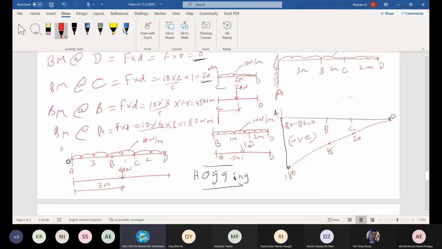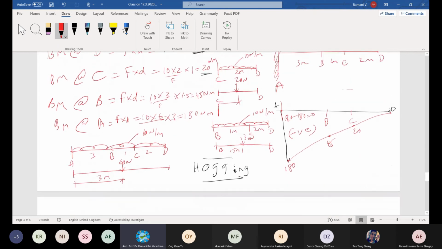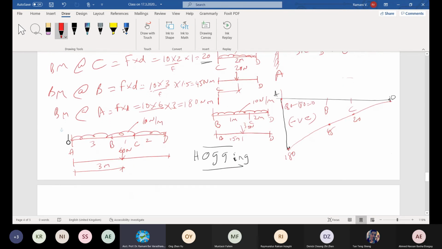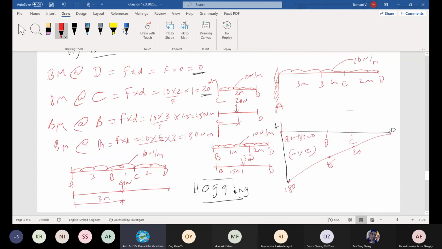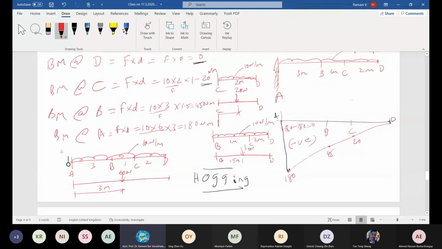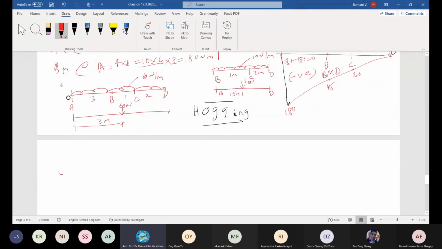All right, because it's hogging. The sign convention is not much important, but use any one, either positive or negative, okay. With that, it should be fine. You have to get the right answers of the numbers and the shape, right? This is your bending moment diagram. I stop here for this question. Let's move on to the next question.